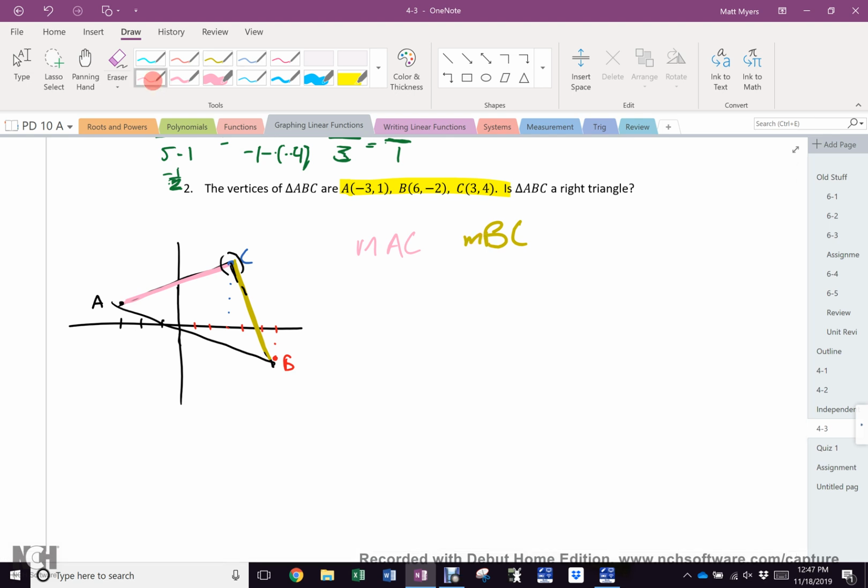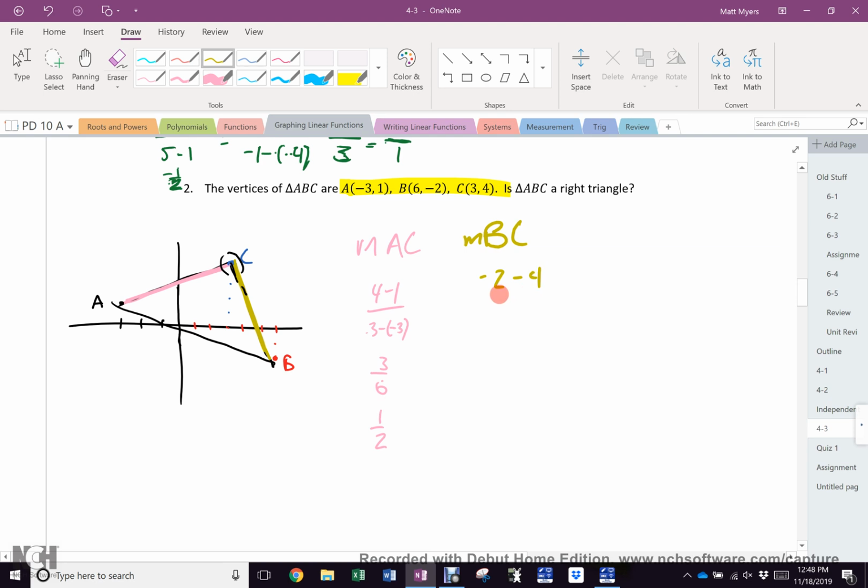So let's go. What's the slope of AC? Four minus 1, okay, over 3 minus -3. What's 4 minus 1? What's 3 minus -3? What's that really? 1/2. So if BC is what? -2, this is a 90-degree triangle, right? Let's check. What's BC?